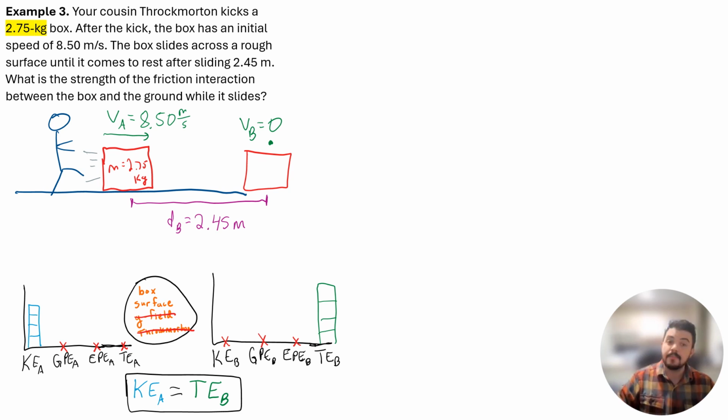Cool. Didn't prompt for that in the question, but it's still important to do those steps to reason through what's going on. Always, always, always sketch yourself an energy bar graph if we're using energy to model a scenario. And always draw a picture. The picture is so helpful.